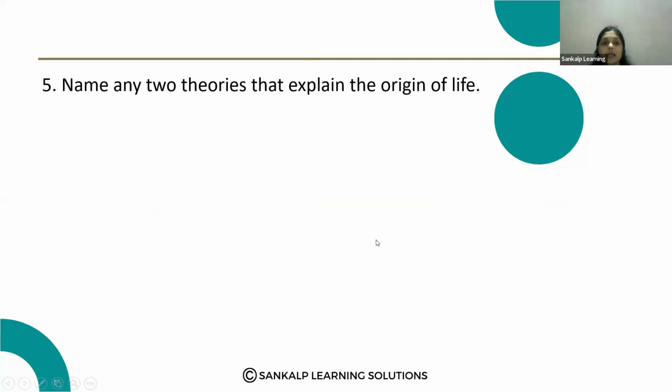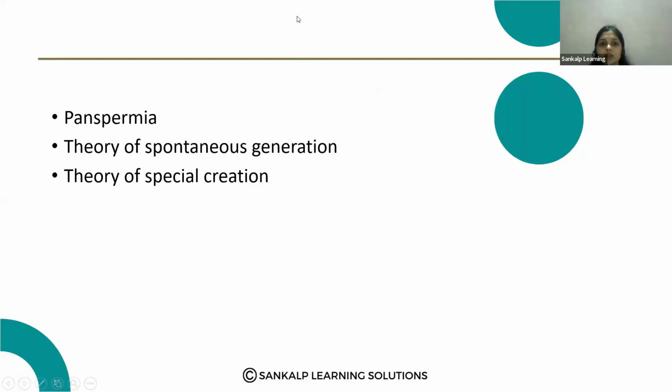Next question. Name any two theories that explain the origin of life. Here, how the organisms developed, how life originated on the earth. Some theories were developed to explain this. The first theory is panspermia. According to this, spores from an outer planet developed the new organisms on the earth. So that is panspermia.